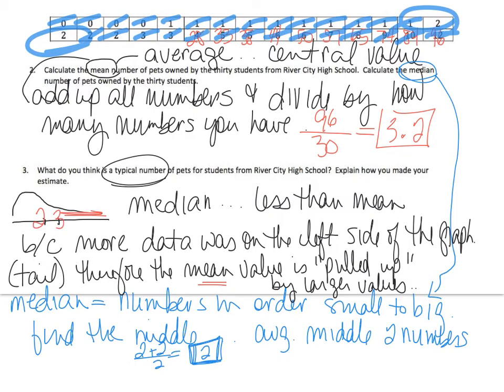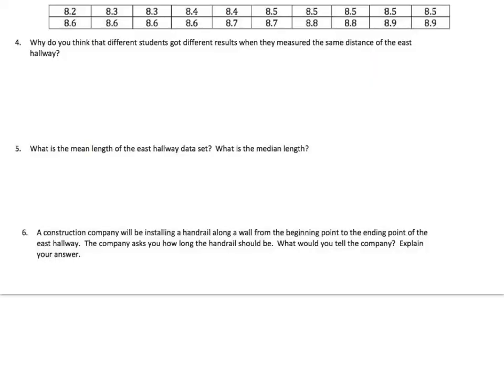So where I said right here, the left side of the graph, that is not called the tail. The tail was on the right side of the graph. This would be your tail. I'm sorry to confuse you. Let's try another one. All right, so we have our next set of data.